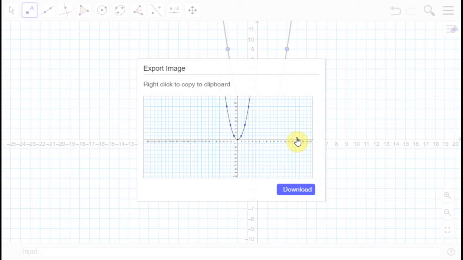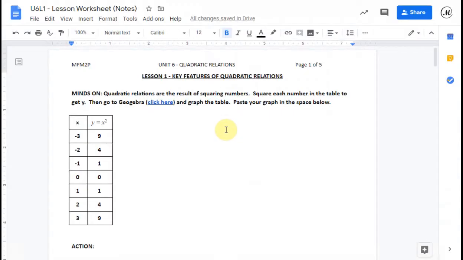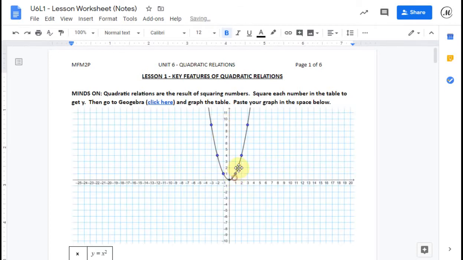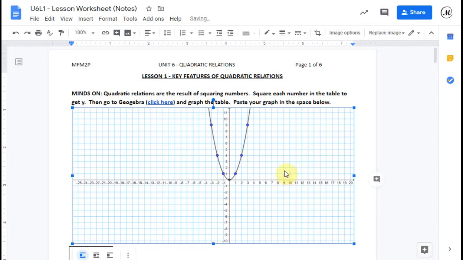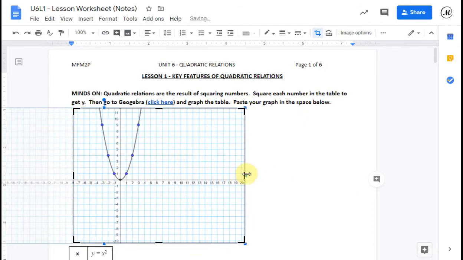Now we can go back to our worksheet and paste it in. Then in my worksheet, I press Control V, and there I have my graph I can place in. Now, it's a little bit wide, so what I'm going to do is click the crop tool and drag these black lines where I want to make it smaller.